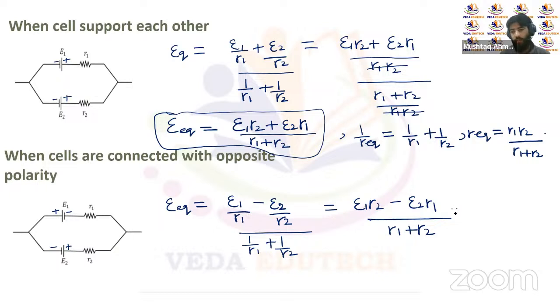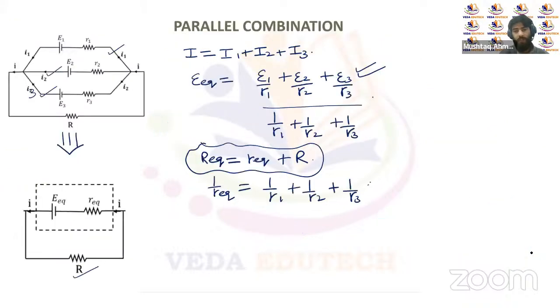And the equivalent resistance will be the same; it will not change. It will be 1 over R equivalent, equal to 1 over R1 plus 1 over R2, or R equivalent will be R1 multiplied by R2 over R1 plus R2. So this will be the equivalent resistance and the equivalent EMF for the two cells which have the opposite polarity or the same polarity, or we can say they support each other.